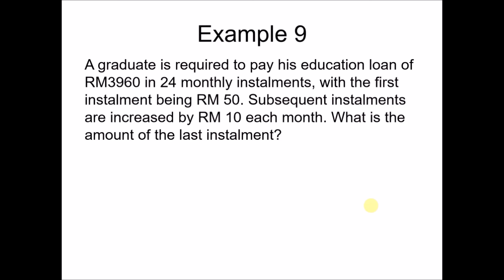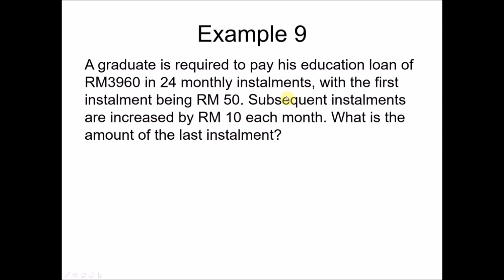We go to the last example. A graduate is required to pay his education loan of 3,960 in 24 monthly installments, with the first installment being 50 ringgit. Subsequent installments are increased by 10 each month. What is the amount of the last installment? You start with 50 ringgit in the first month, and every following month the installment increases by 10 ringgit.